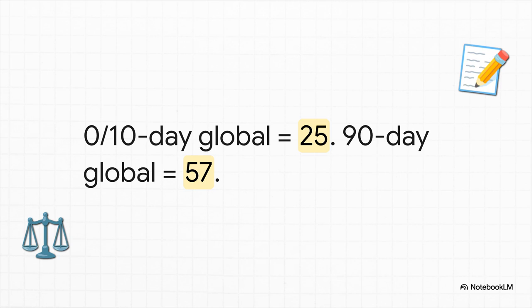Here is your definitive CPC exam decision rule. The global package length dictates your modifier, period. If the procedure has a 0 or 10-day global period, your E&M needs modifier 25. But if it's a major surgery carrying a 90-day global period, you're going with 57.